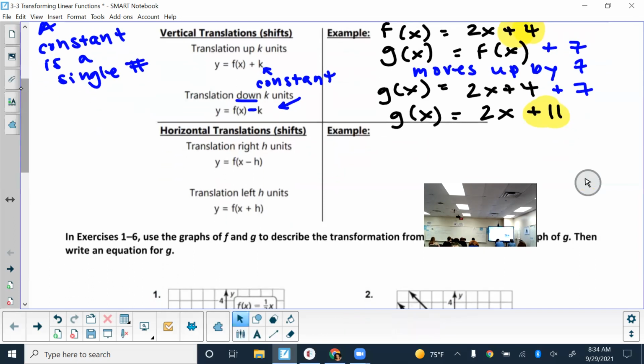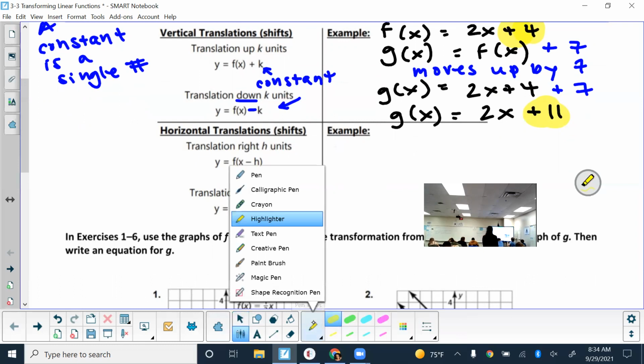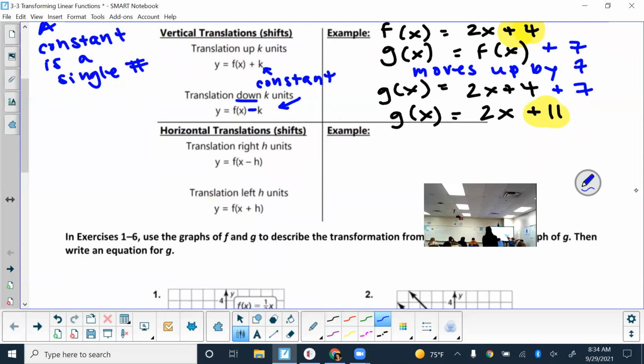We have horizontal shifts. Now look at how it's different from what we did before. So it's still adding or subtracting something. So it's like, for going to the right, it's subtracting h. Going to the left, it's adding h, and h is just any number. All right, but notice it's not outside the parentheses. So over here, k is being added to the output. Here, h is being added or subtracted to the input.